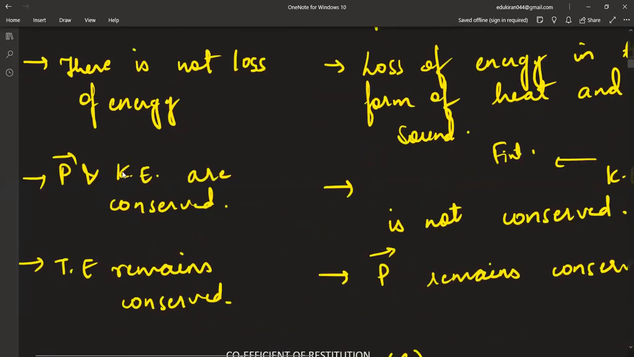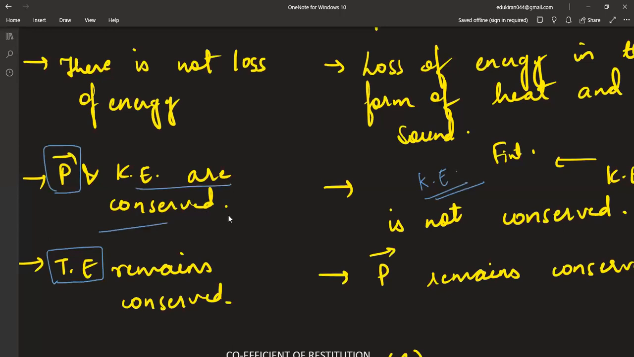Then, when we're talking about things that remain conserved, momentum and total energy are conserved in both elastic and inelastic collisions. Kinetic energy is conserved only in elastic collision. It's not conserved in inelastic. This is a point of difference which you have to remember.